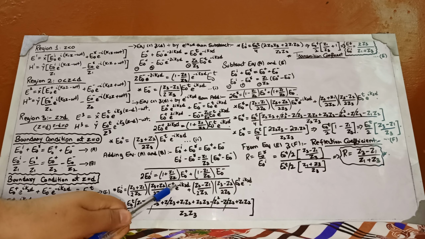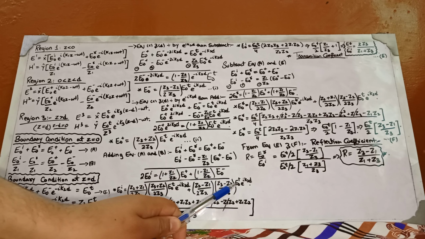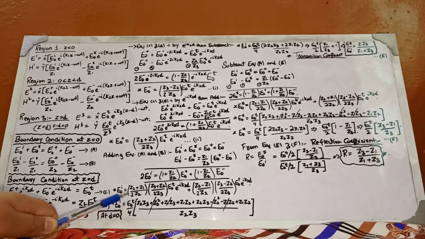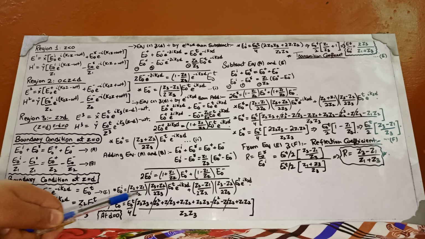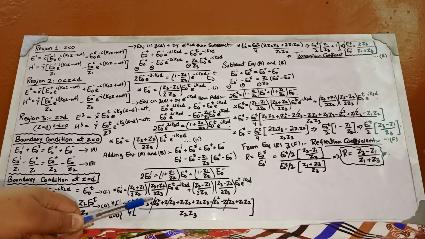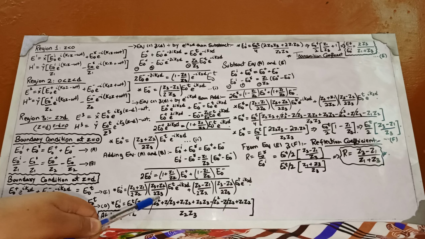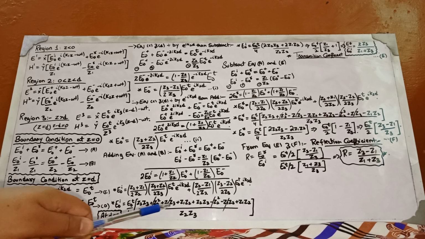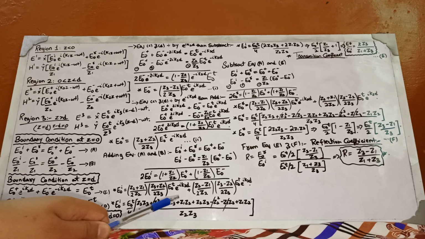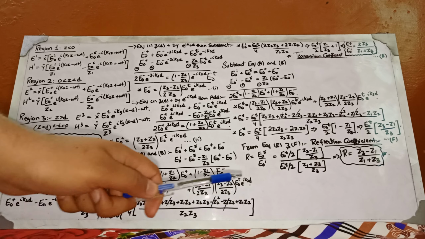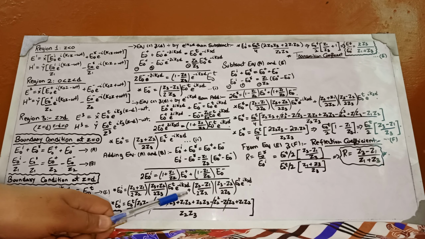Now E naught T is common, take E naught T common, and 2 multiplied by 2 is 4, plus 2 multiplied by 2 is 4, taking 4 also common, you will be left with this. Here the denominator is Z2 Z3, here the denominator is Z2 Z3, so you have to take LCM, taking LCM Z2 Z3, and in the numerator you just have to add.